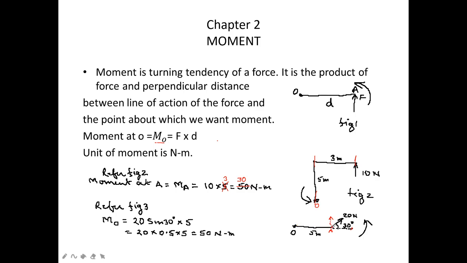That means if the line of action of a particular force passes through the point about which you want to take the moment, then the moment of this force about this point is always 0. Now the moment of the y component, 20 sin 30 degree, is 20 sin 30 into 5, because the perpendicular distance between this line and this line is 5 meter. So the value will be 50 Newton meter.